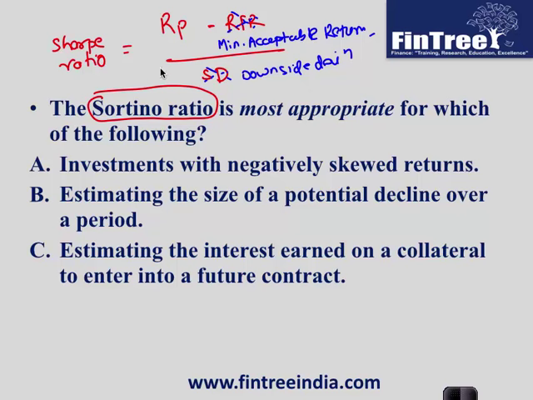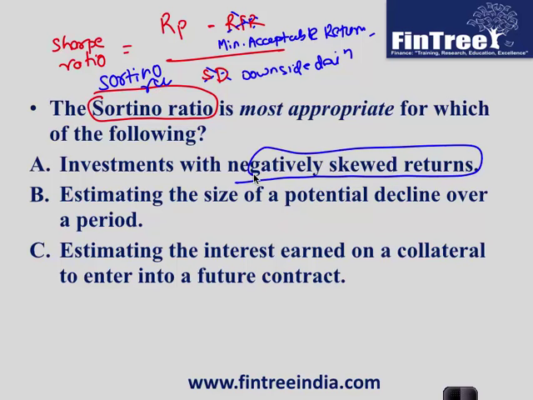And therefore, this Sortino ratio is useful when the assets have a negative skew. Negative skew means the returns are skewed towards the left hand side, which means there is a more frequency of having negative returns.